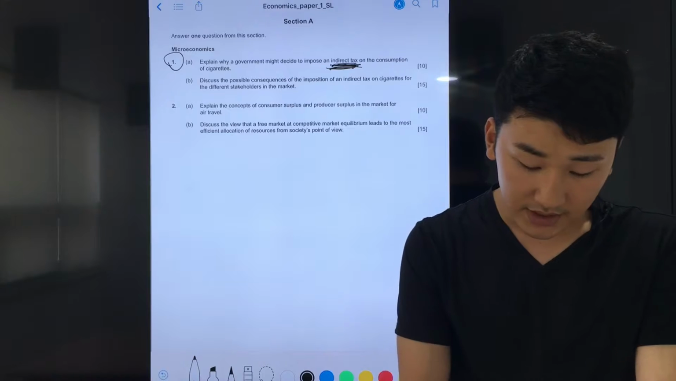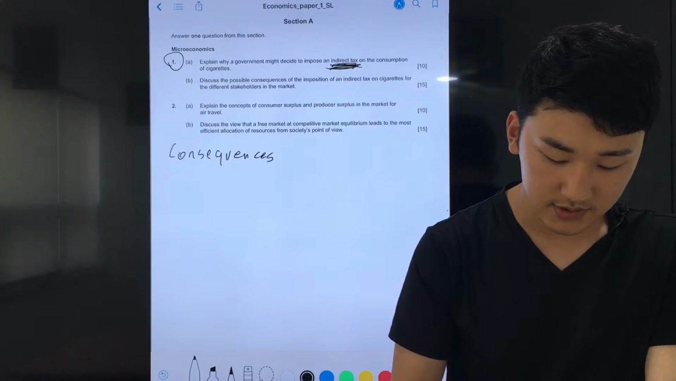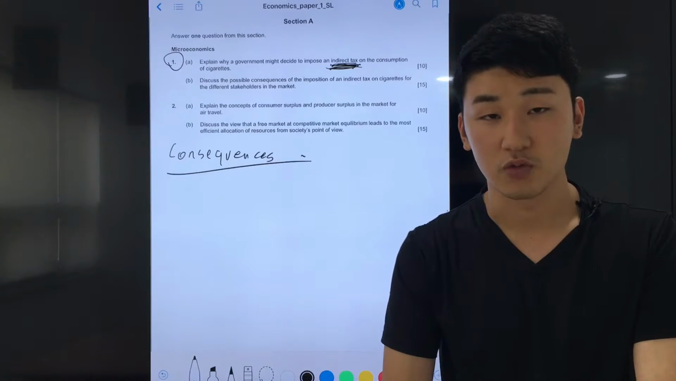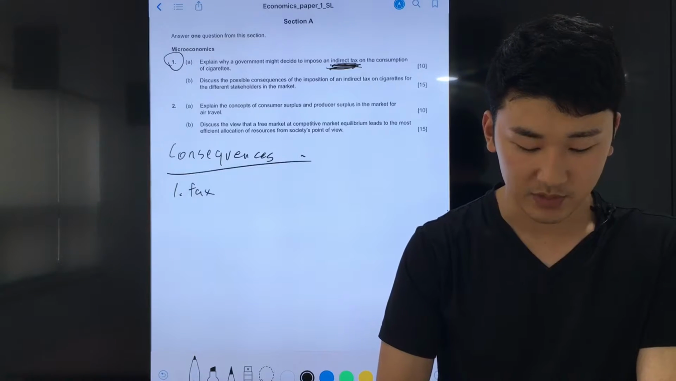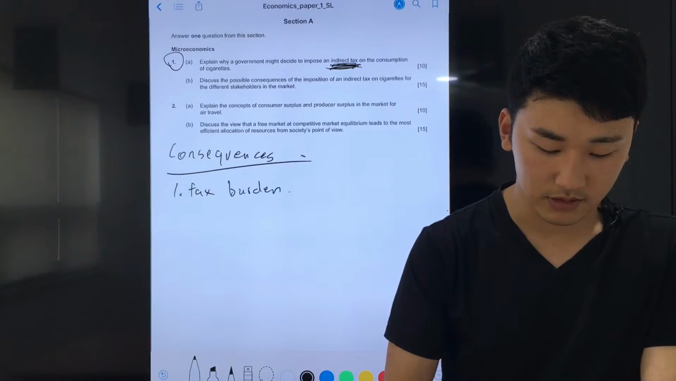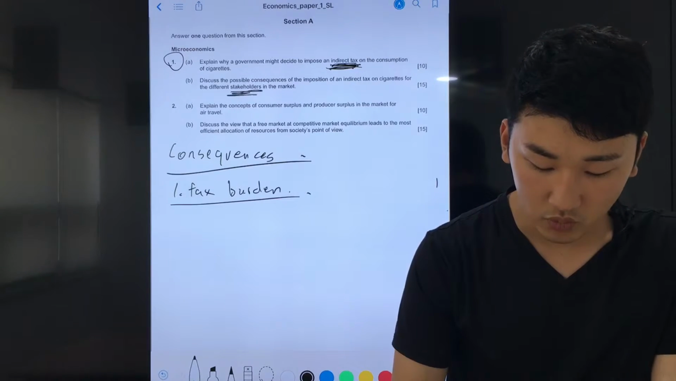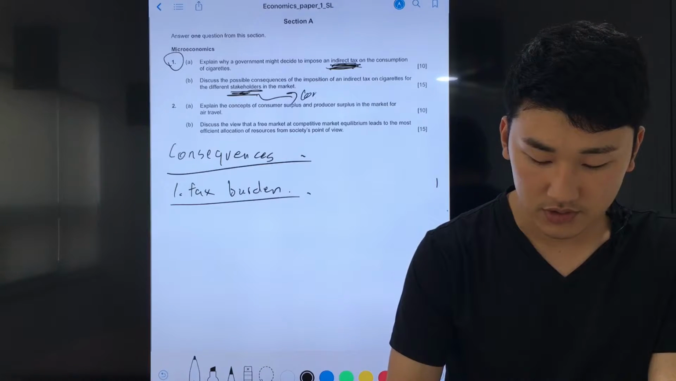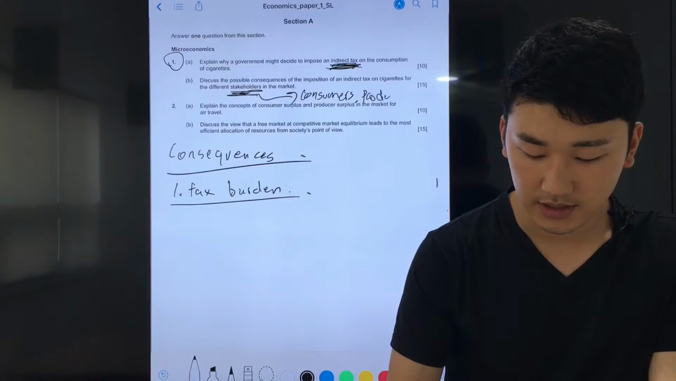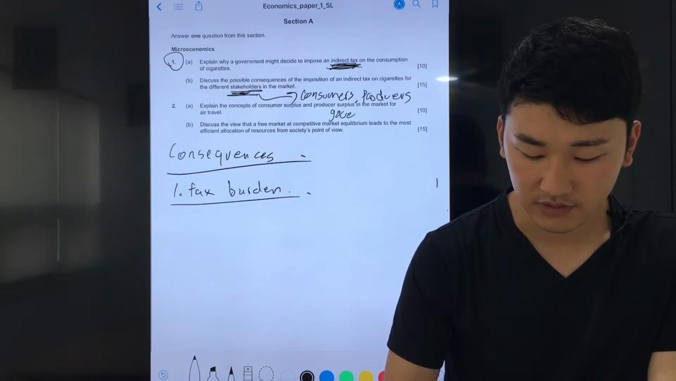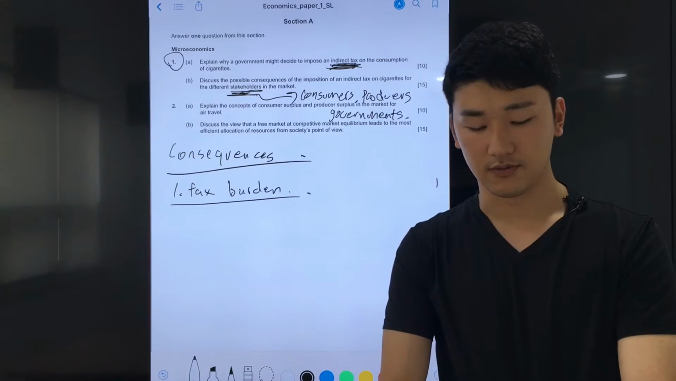So here, it says possible consequences. We're talking about consequences here, right? We're talking about consequences in terms of the tax burden on each party, right? And just as a reminder, stakeholders here, we are referring to consumers, right? You should know this off the top of your head straight away. Producers and government. Okay, so these are the 3 parties that are concerned in this current situation. Okay, so very simple.